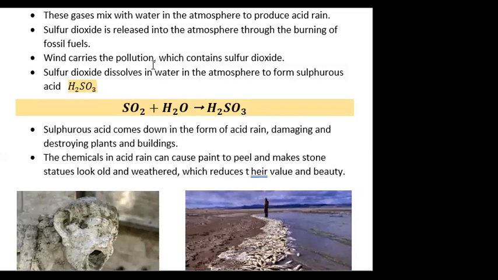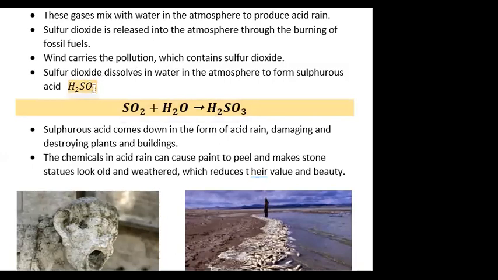So guys, the wind carries the pollution which contains sulfur dioxide, and sulfur dioxide is released into the atmosphere through the burning of fossil fuels. Eskom releases thousands of tons of poisonous gases every year. Sulfur dioxide dissolves in water in the atmosphere to form sulfurous acid. See how it differs from sulfuric acid?